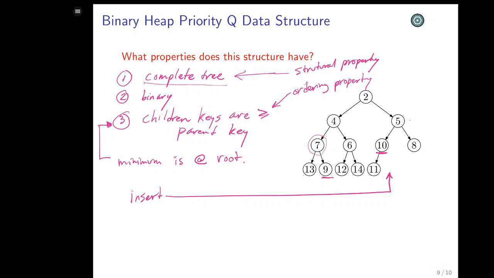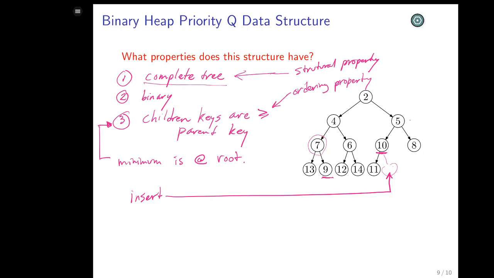Now you say, that's crazy, because what if I insert the number 2 or the number 1? Well, we have to do something. But we know that the outcome of this insertion is going to be a complete tree in which all of these nodes are, and we have an extra node. So insert is always going to enter there. Then we might have to fix things.